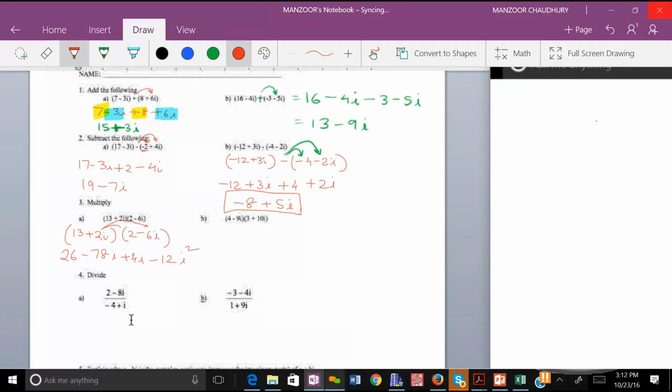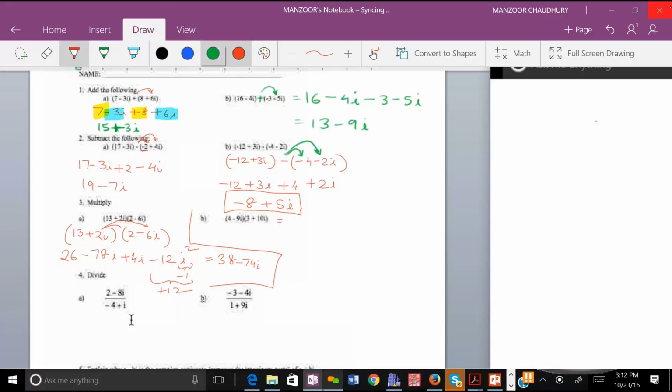And what is i square? i square is really negative 1. So the whole thing becomes positive 12, right? So the answer will be 12 and 26, it will be 38. And negative 78 and plus 4i is negative 74i. Make sense, right? Yeah, that makes sense.